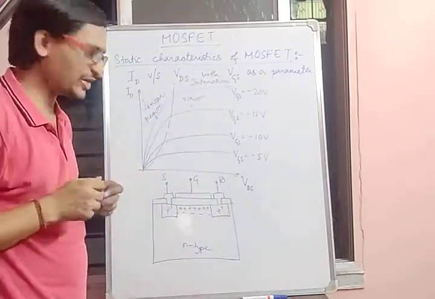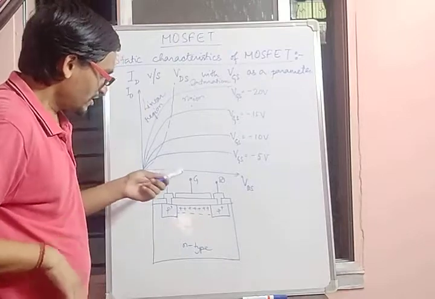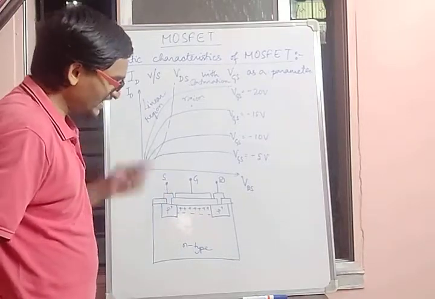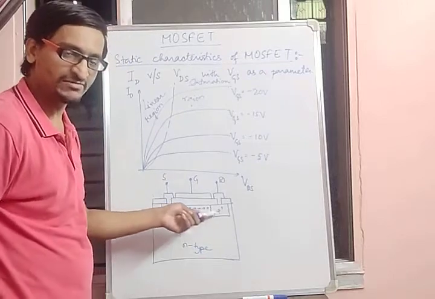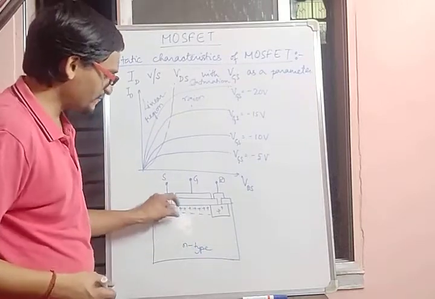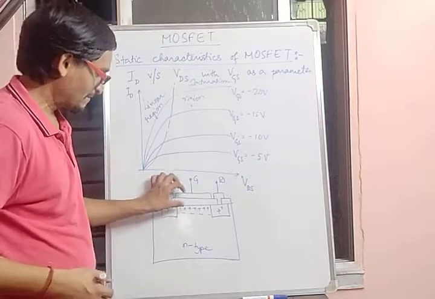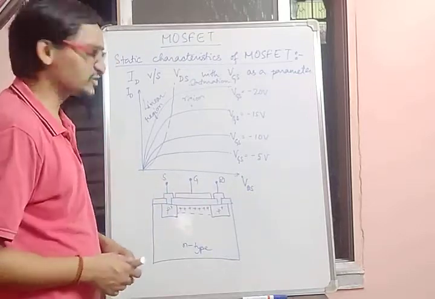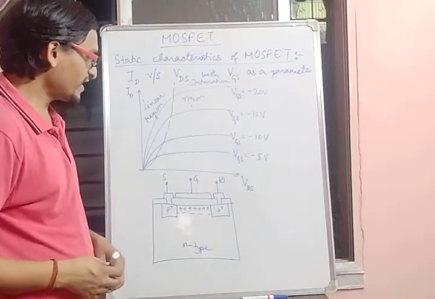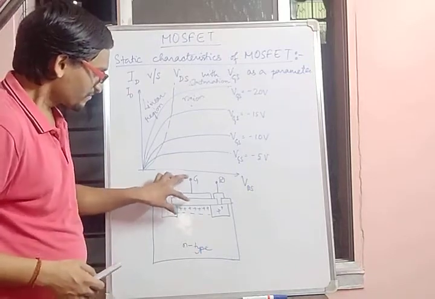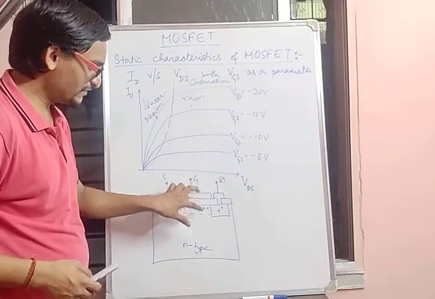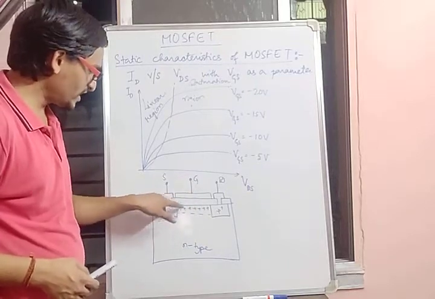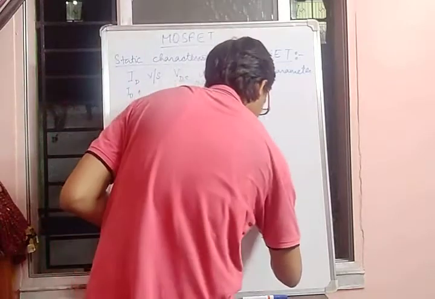As you can see, we have applied a negative voltage at the gate terminal with respect to source. As a result, a P channel has been created here in between source and drain. Although we have shown it to be uniform, actually this P channel is not uniform. What is happening is that the voltage difference between the channel and the gate terminal towards the source side is VGS.